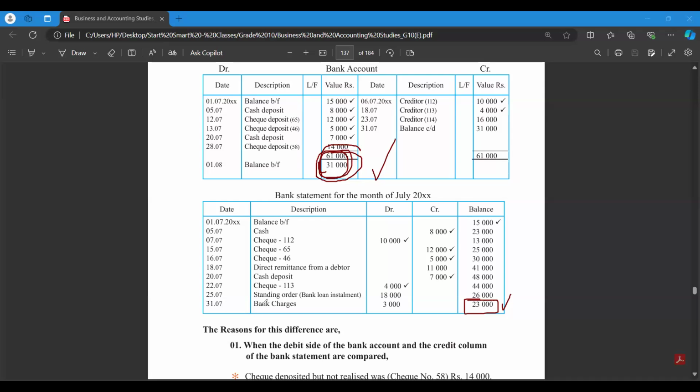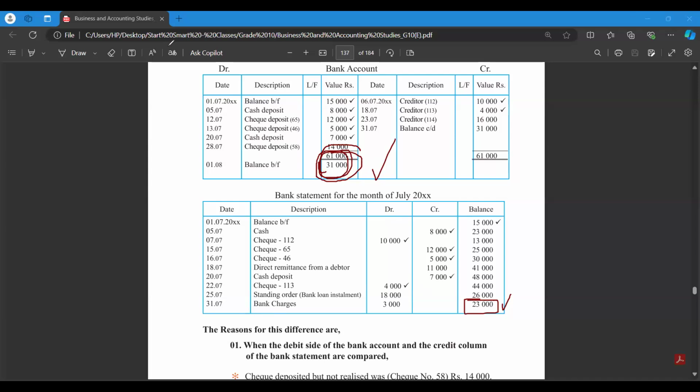All right, so did you all understand the two different balances in your account? You can write down your own short notes if you need to, all right? So two different balances, you check the differences from here. Here you got 31,000 and here you got 23,000. These differences occur for the reasons that we discussed before. Maybe direct remittance, the bank charges, the unpresented checks, standing order payments. These are the reasons for the two different balances.